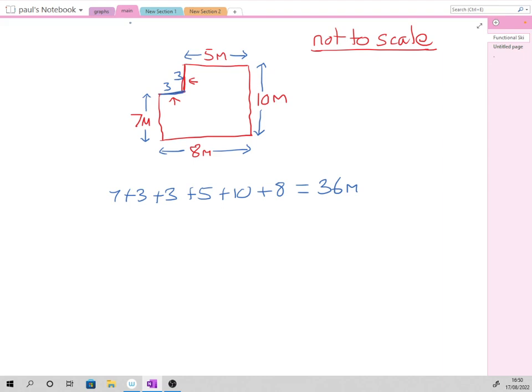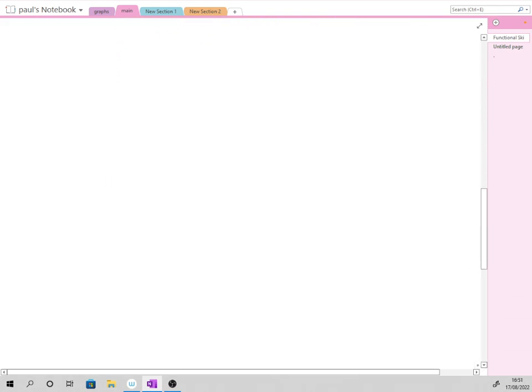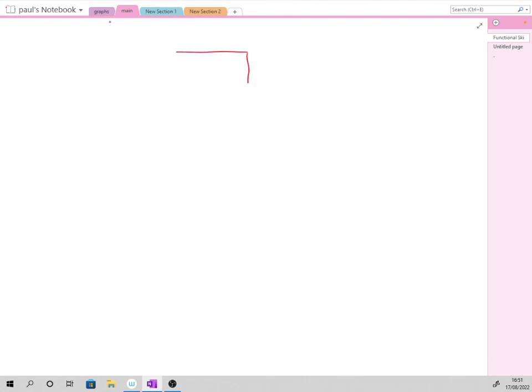So you've got a bit taken out. So let's have a look at another one and go back to drawing the red ones. So let's do this way. Like that sort of shape.